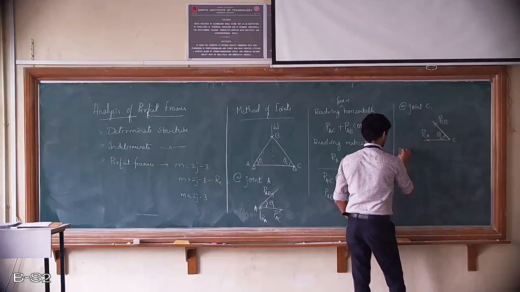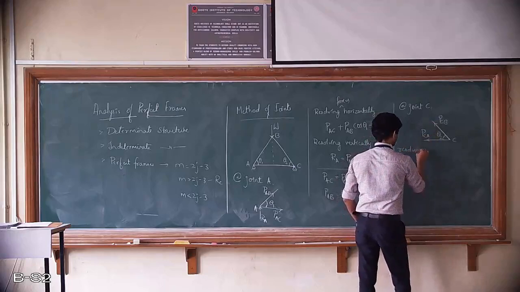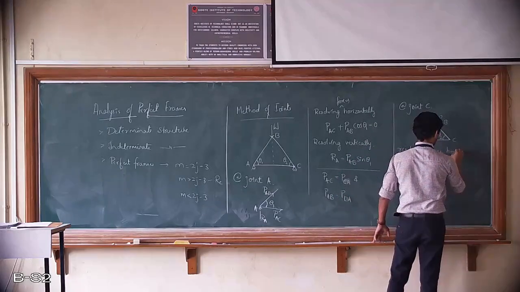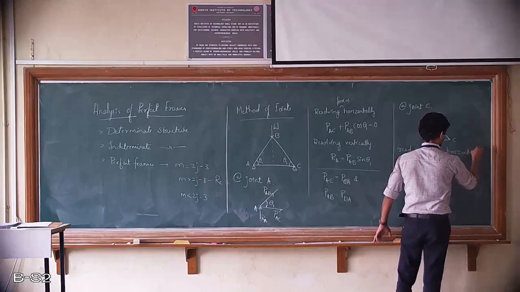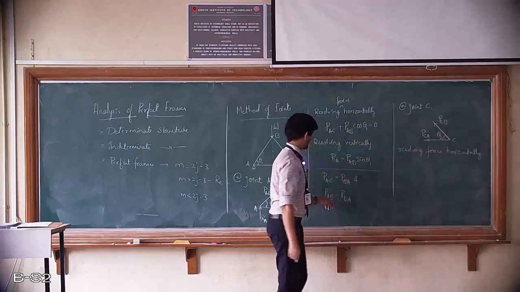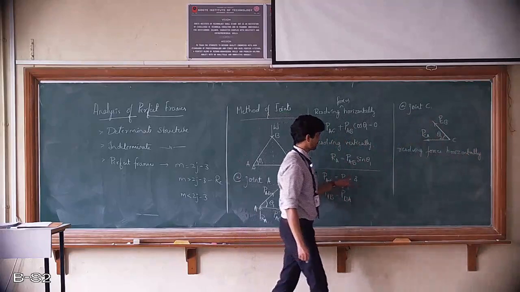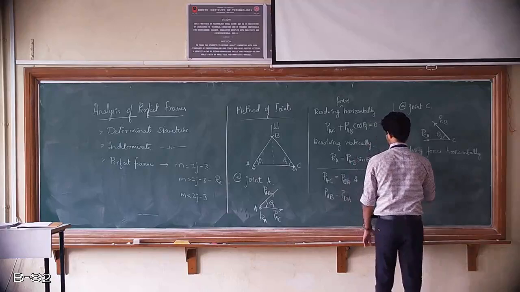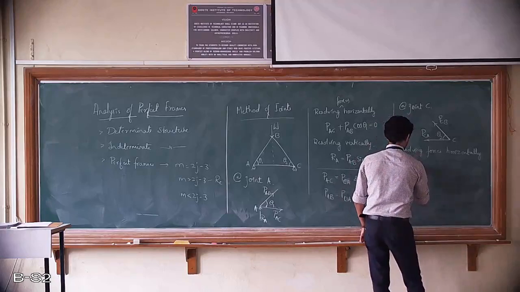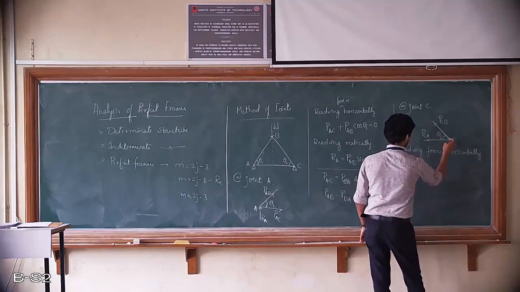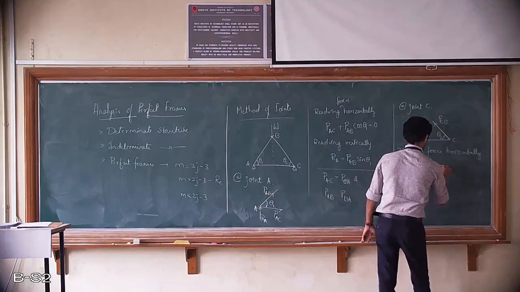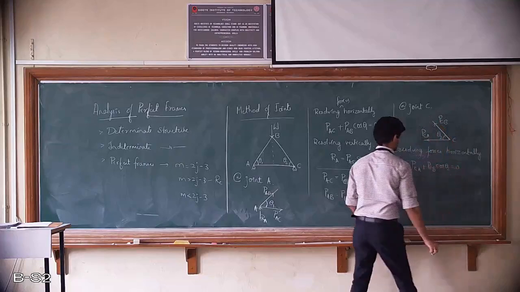So resolving forces horizontally, which is not necessary because we made the assumption PAC is equal to PCA. It is not necessary, but still let us try to find it. So here it is going to be PCA plus, this is again acting away from the joint, PCB cos theta2 is equal to 0.